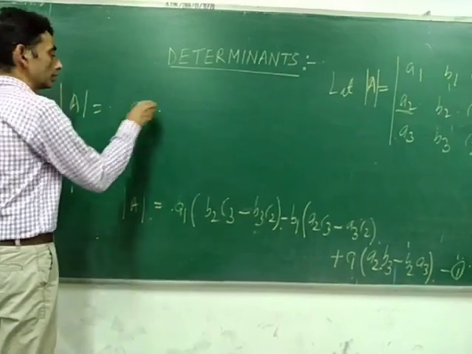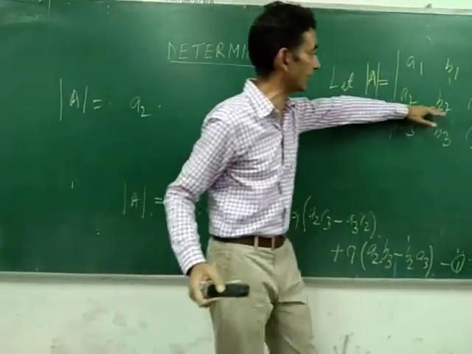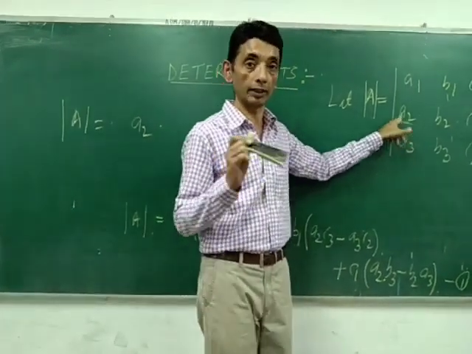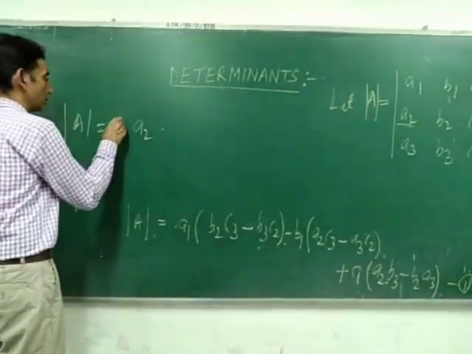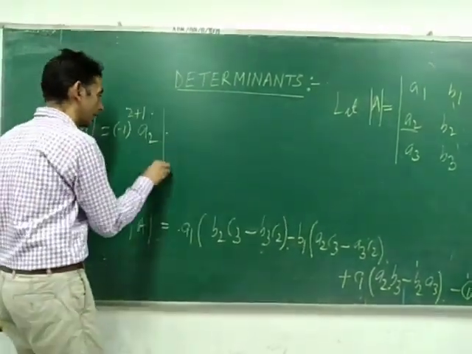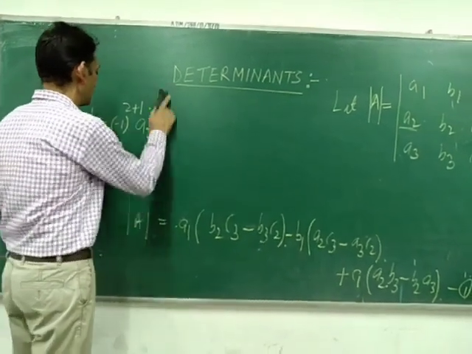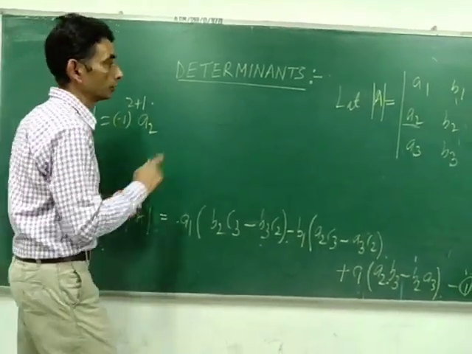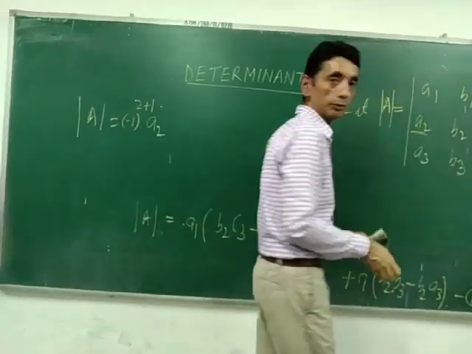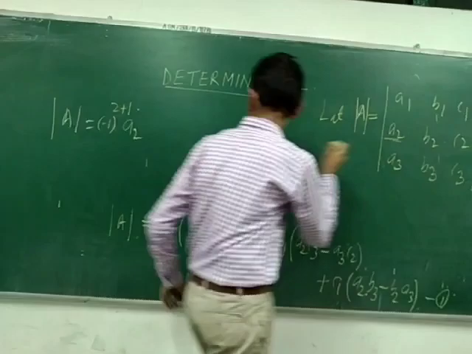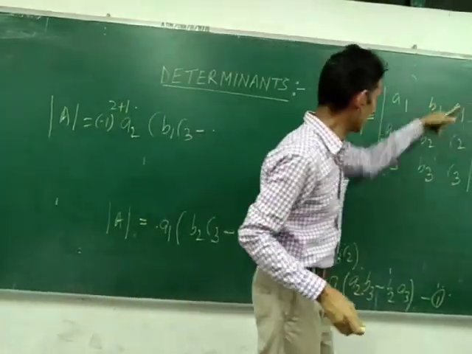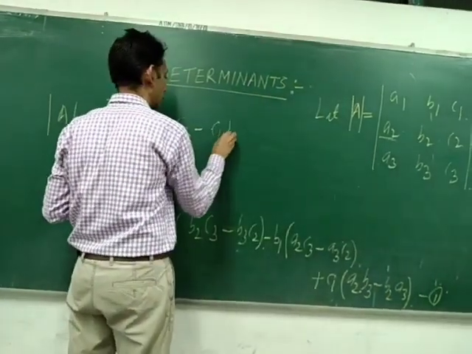So for the second row, first element is what? A2, right? What is the position of A2? This is the second row first element. Therefore, the position of this element is obviously 2, 1. So A2 should be multiplied by minus 1 to the power 2 plus 1. Then we will have a small determinant, that is B1, C1, B3, C3. So that we can directly multiply B1, C3 minus C1, B3.